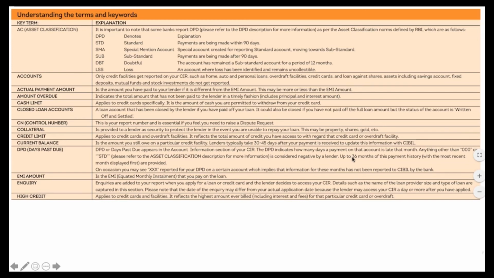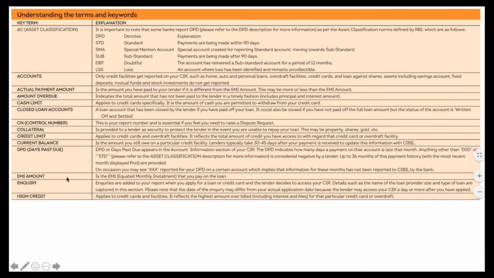Then this DPD information will be available for the past 36 months. And here how they will show? They'll show the recent month first. And sometimes under DPD you will also see XXX. And that implies that information for those months was not reported by the concerned lender bank to CIBIL. So XXX denotes the concerned lender banker has not reported the information so far to CIBIL.